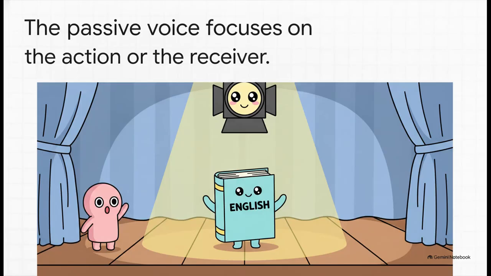Think of a sentence like a stage, and the passive voice is your theater spotlight. Instead of shining that light on the actor, the people, we're swinging it right over to highlight the action itself, or the receiver, which in this case is English.